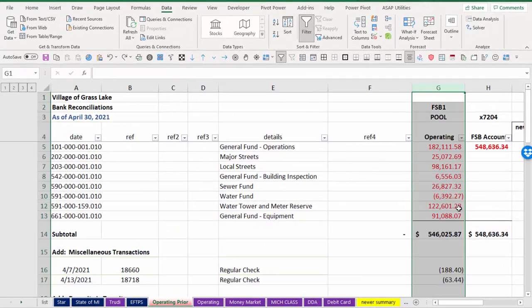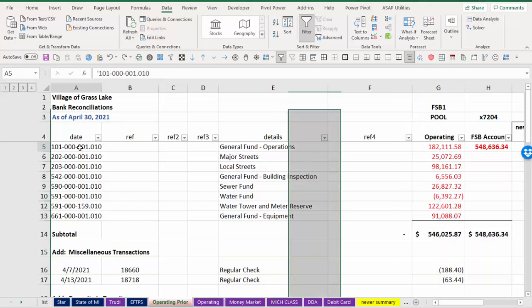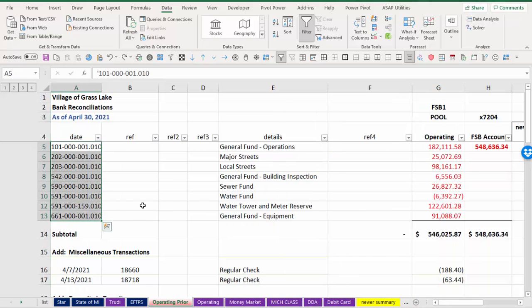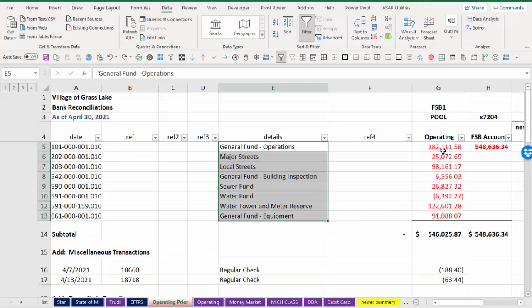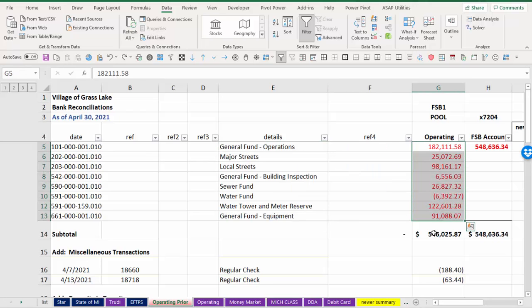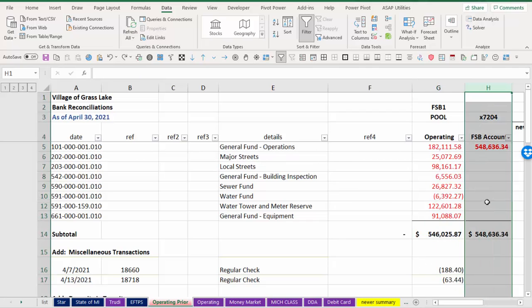So column G in our example today shows the general ledger balances on the left-hand side. There are a handful of general ledger accounts for each fund that represent the total per the general ledger of $546,000. On the right hand side is the bank account at Farmer State, one single pool account balance, $548,000.